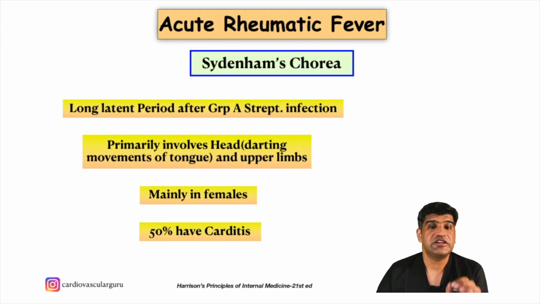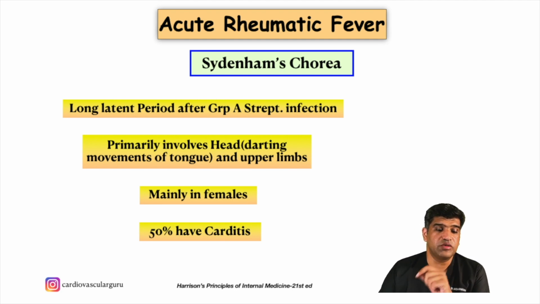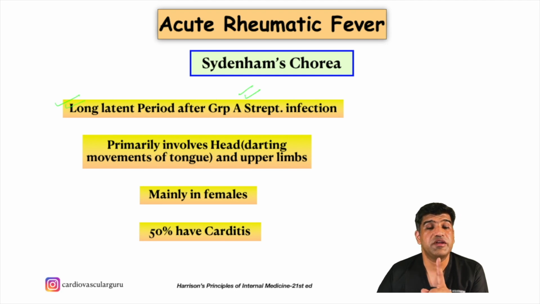Now, we had considered carditis in the second video on pathology of acute rheumatic fever. The remaining 4 manifestations we will consider here. Sydenham's chorea: a long latent period after group A streptococcus infection. The latent period can be up to 6 months. It primarily involves the head, darting movements of the tongue, and the upper limbs. Mainly seen in females, and 50% of the patients who come with Sydenham's chorea have carditis as well.